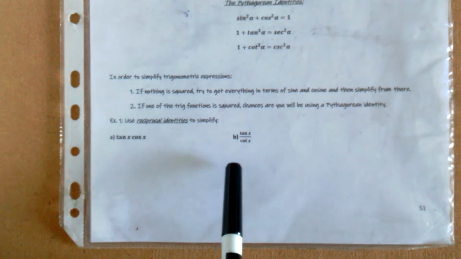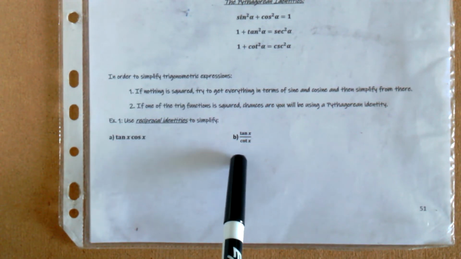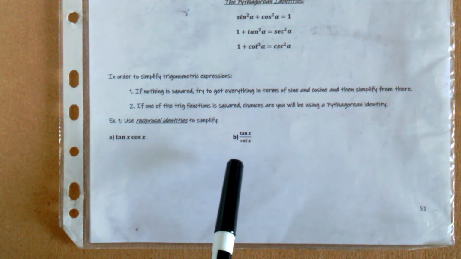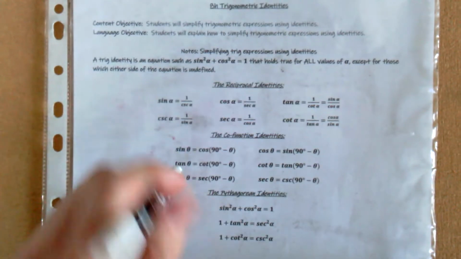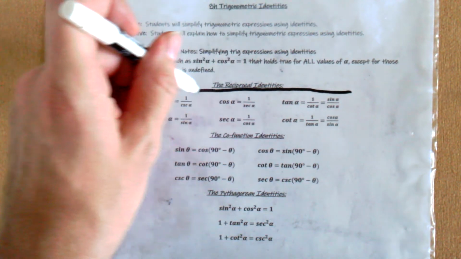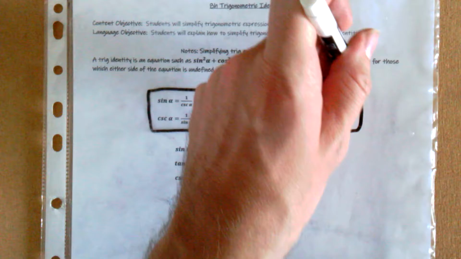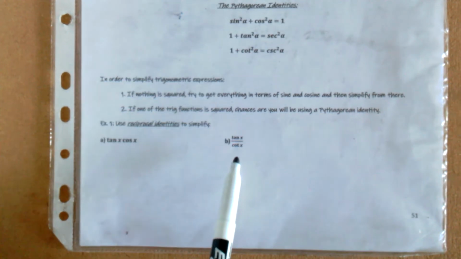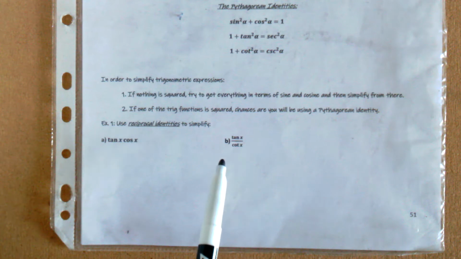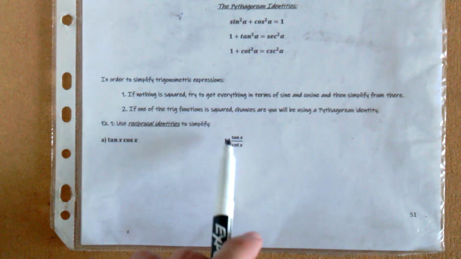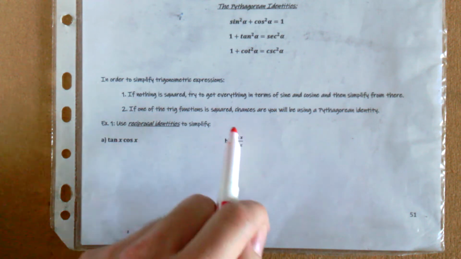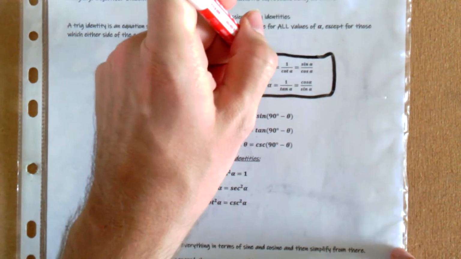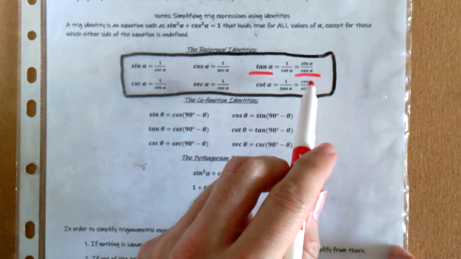So problem B, we need to simplify tangent x divided by cotangent x. So just like the last problem, we want to look at the reciprocal identities right here and see if we can change anything in this problem so that things cancel out or simplify. So first, let's look at tangent again. Just like the last problem, we know that tangent is defined over here as sine over cosine.